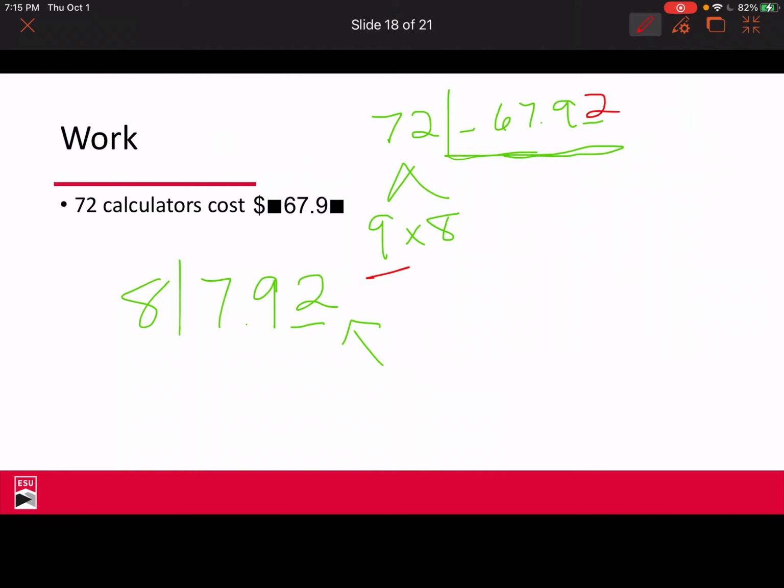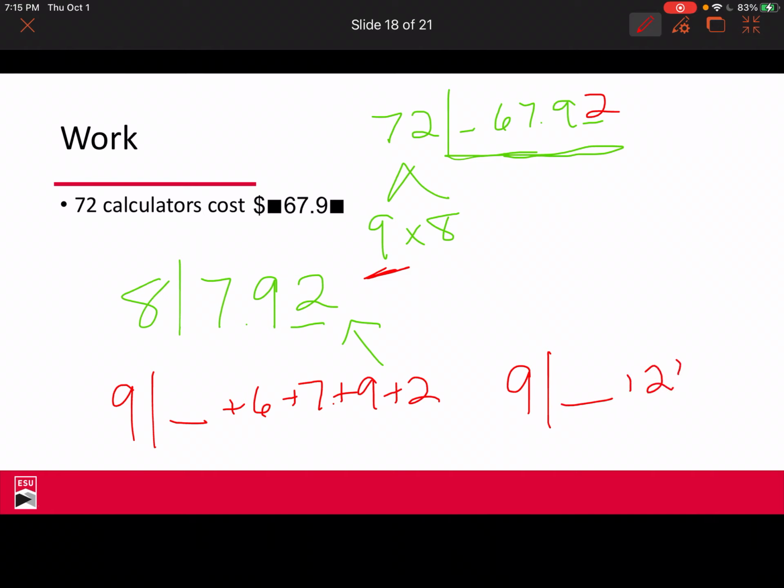And now it needs to be divisible by 9. And so we know that whatever this first digit is, blank plus 6 plus 7 plus 9 plus 2, that 9 needs to divide that. Well, 6 and 7 is 13, plus 9 is 22, 23, 24. 9 needs to divide something plus 24. So 9, 18, 27, it could be a 3. 36, well, it can't be a 12. So that has to be a 3.